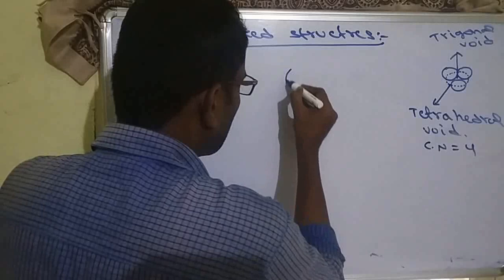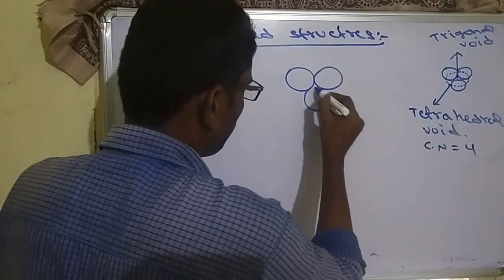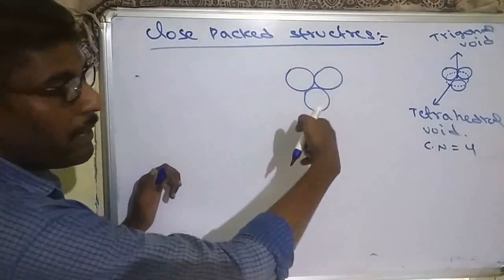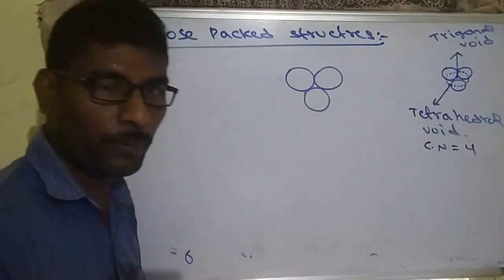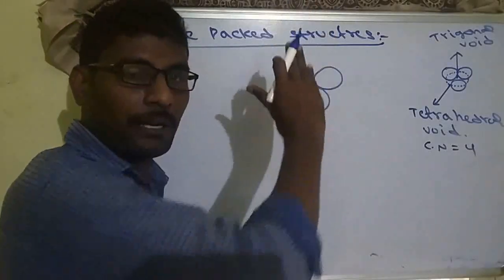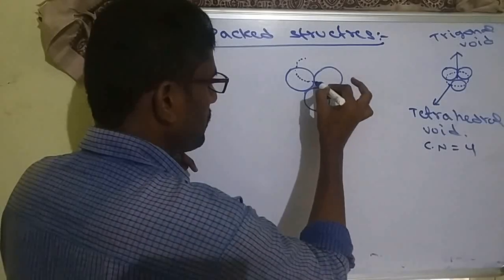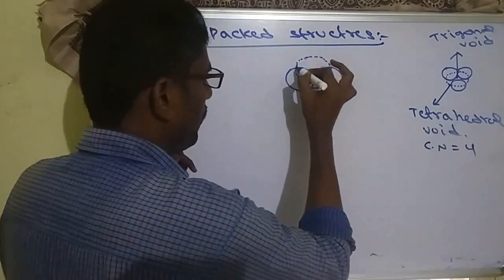Now another void is possible. So this is a space between three particles. This should be a trigonal void. Now when we are attaching another layer, sometimes the space is not covered like this.